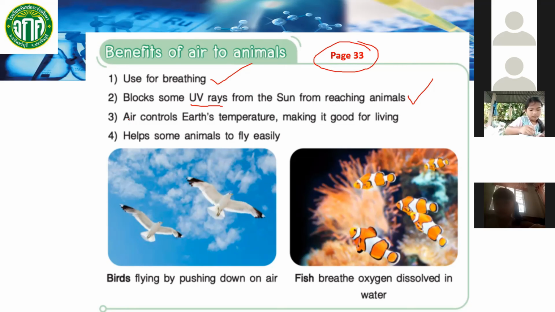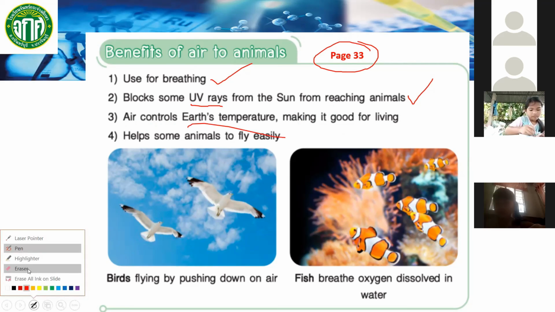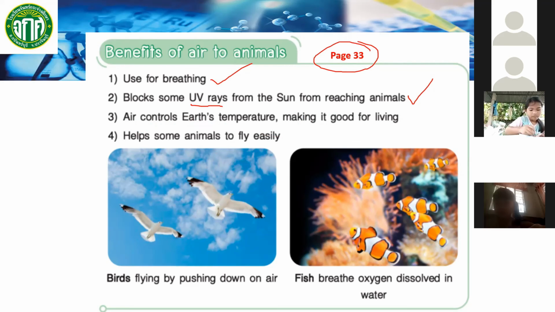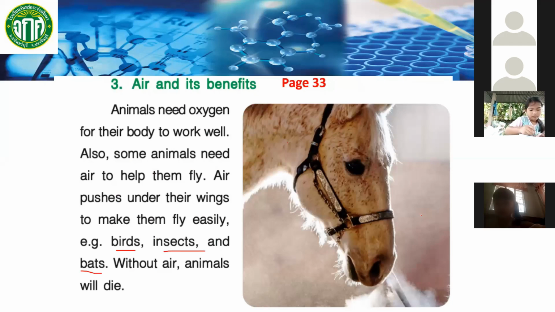Next, number 3, air controls Earth's temperature, making it good for living. It will control the temperature of the Earth so that it won't be too hot. Number 4, helps some animals to fly easily. We have here an example, birds. Birds fly by pushing down on air. So those are the benefits of the air to the animals.